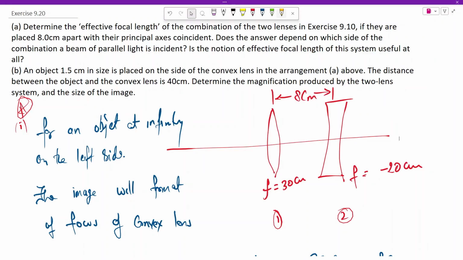The question says: determine the effective focal length of the combination of the two lenses in exercise 9.10 if they are placed 8 centimeter apart with their principal axes coincident. Does the answer depend on which side of the combination a beam of parallel light is incident? Is the notion of effective focal length of this system useful at all?